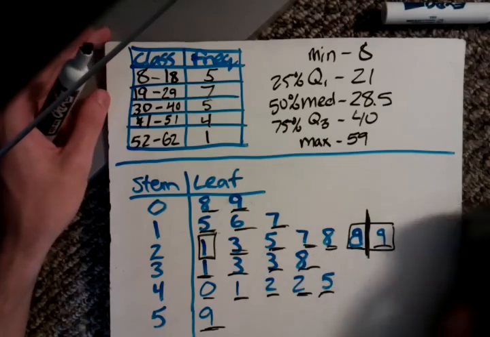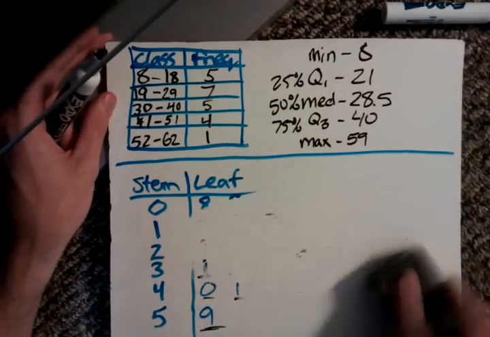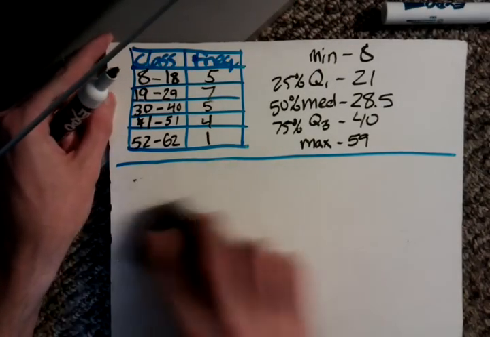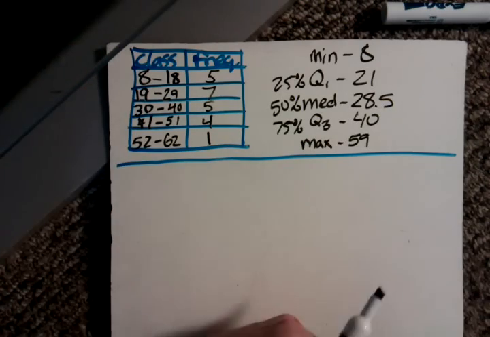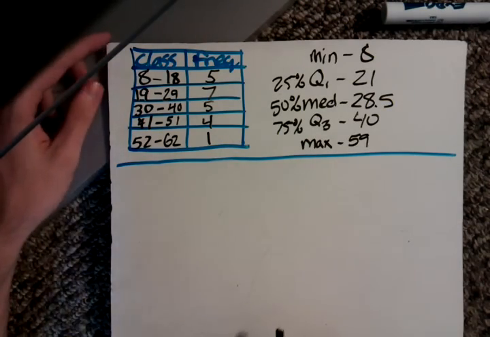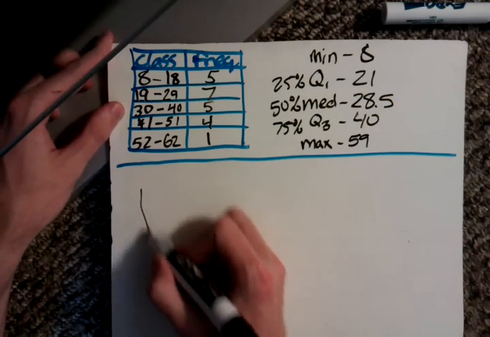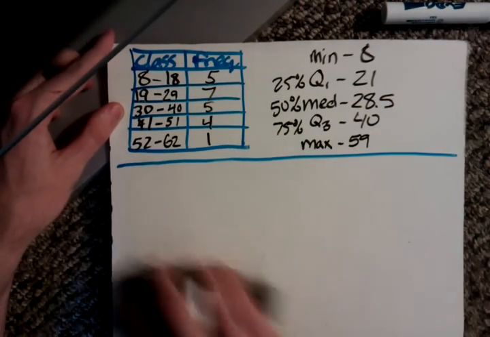So I'm going to erase my stem and leaf here and make the other two types of graphs that I can do for statistics. So I want to first make my histogram. If I can draw a straight line, that'd be great.